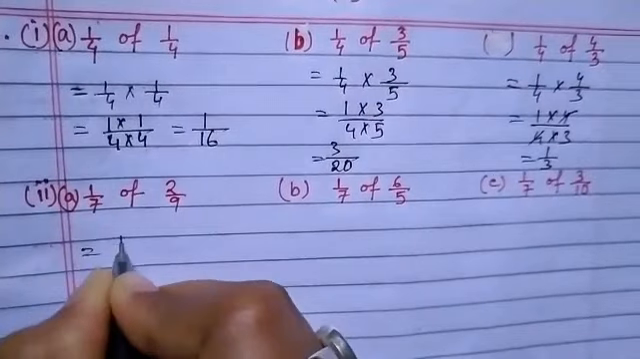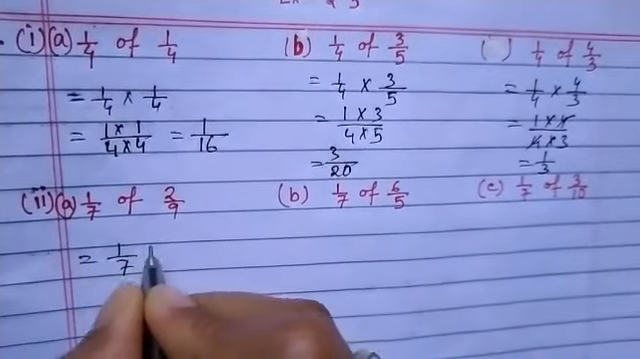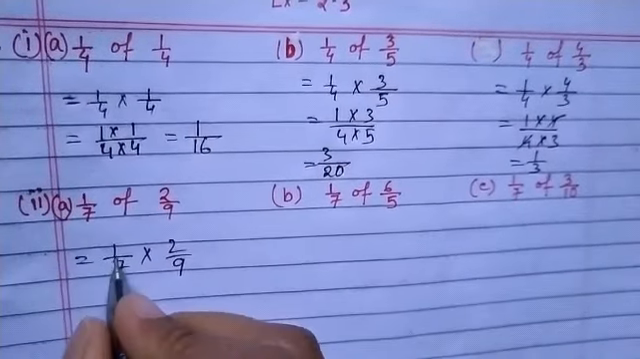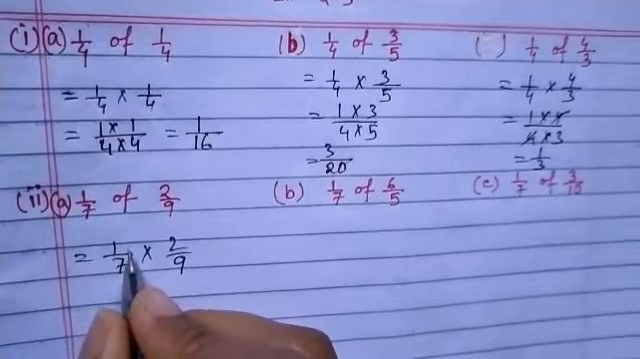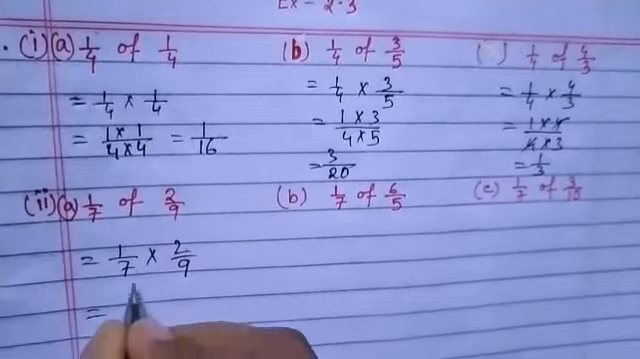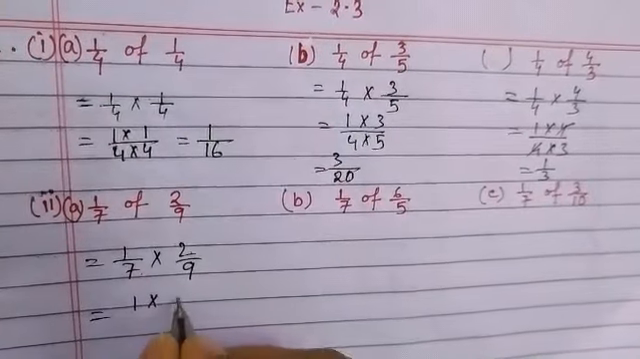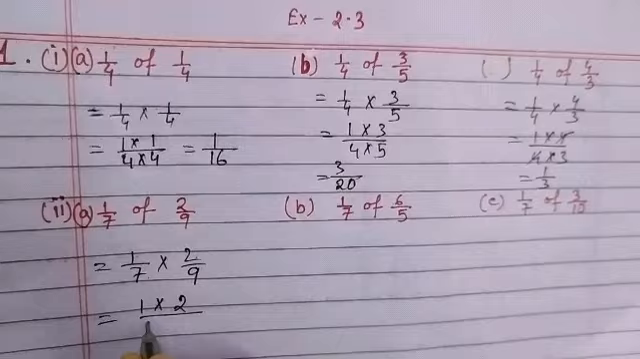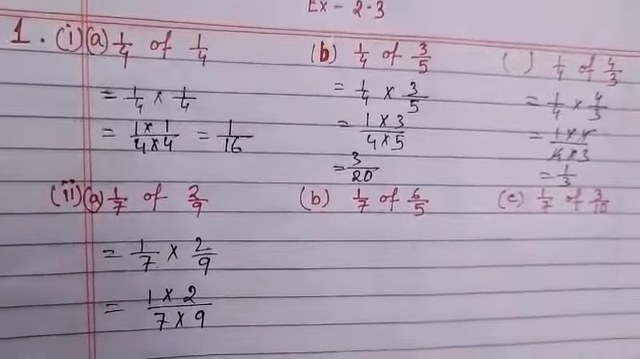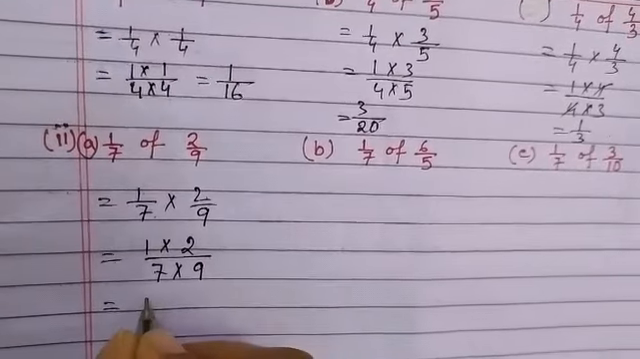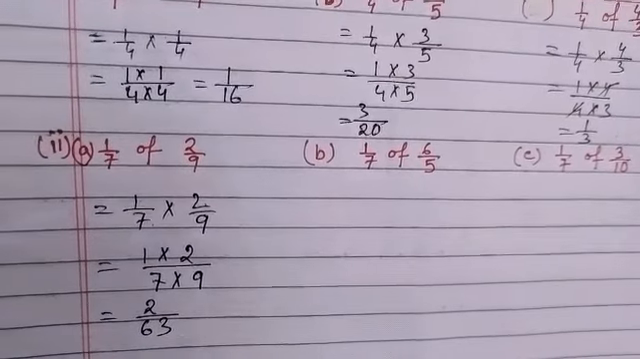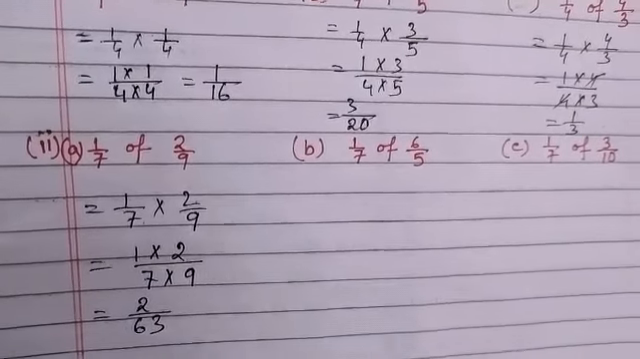Next, 1 by 7, number 2. This is number 2 A. 1 by 7 multiply 2 by 9. Here also, crosswise numbers cannot be cut, because here is 7, here is 2, here is 9, here is 1. So directly it should be multiplied. 1 into 2 divided by 7 into 9. Then 2 by 63.